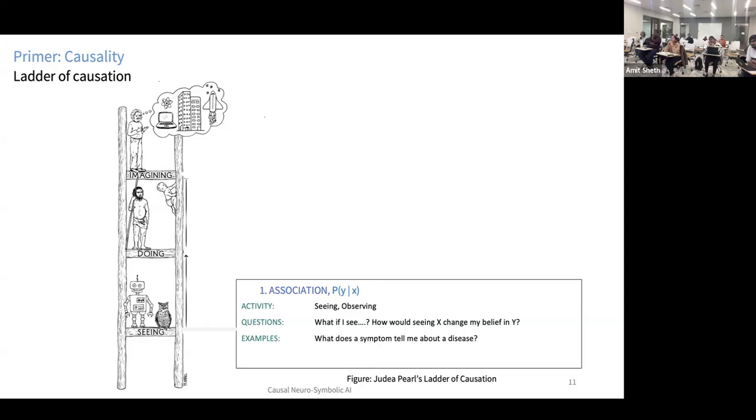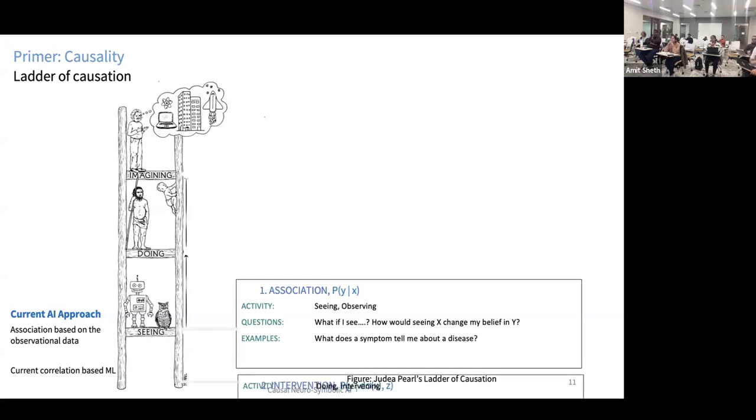He gave an example in the medical domain. What does a symptom tell me about a disease? So you are just observing, you are not doing anything else. You're given the data and you're asking these questions. So that's what our current AI approaches do. These are known as associations. They are using associations based on the observational data. And that's what current correlation-based machine learning also does.